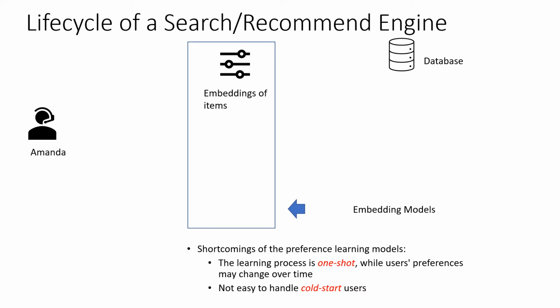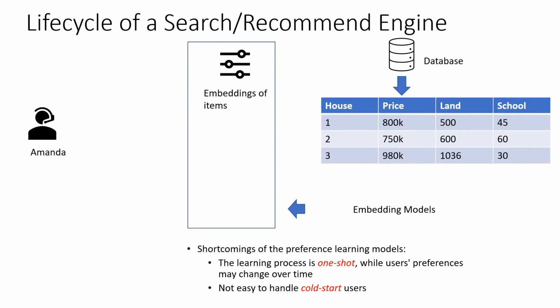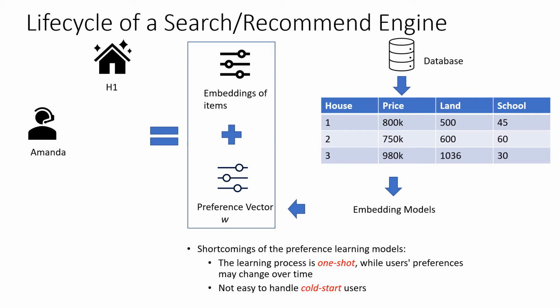A typical real estate search engine usually contains 1. A database storing all the houses, and 2. Vector embeddings of the user and houses as the outcome of any current preference learning model. Then, for user Amanda with a preference vector W and a house H, the extent of Amanda being fond of H is computed as the dot product between W and H, and the ranked list of houses can be found in this way.